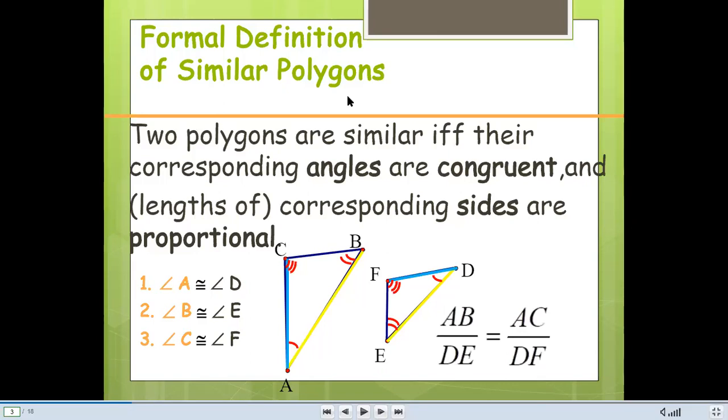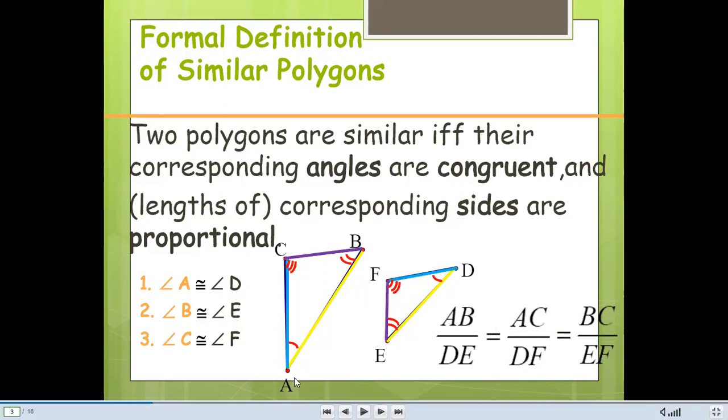We stopped at AB over DE, and AC over DF. I'm asking about the third one. It will be EF and CB. Thank you, this was my question. Then the three sides are proportional.